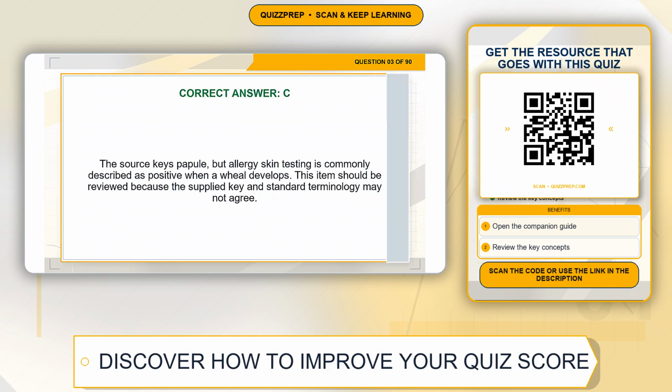Explanation. The source key says papule, but allergy skin testing is commonly described as positive when a wheal develops. This item should be reviewed because the supplied key and standard terminology may not agree.